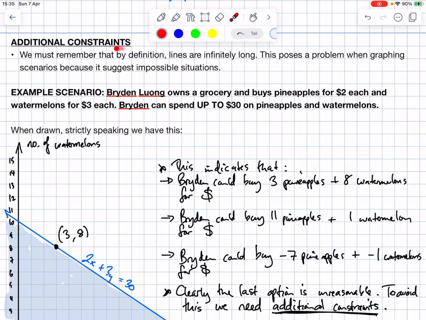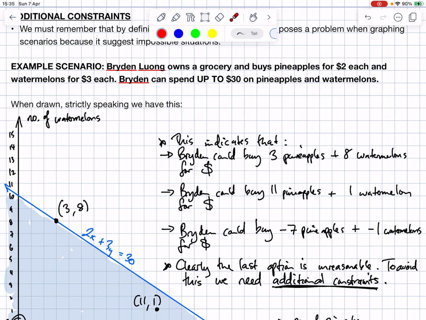This one is on the idea of adding additional constraints. We must remember that by definition lines are infinitely long. So this poses a problem when we graph scenarios because it will suggest impossible situations. So we're going to go with the same scenario as last time.